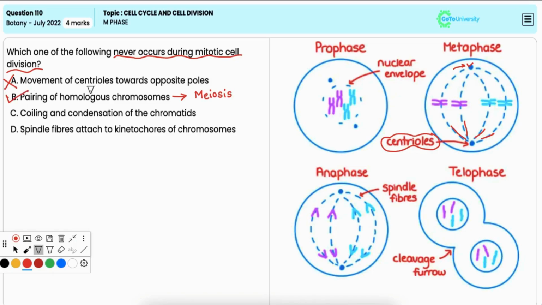Option C, coiling and condensation of the chromatids. It is incorrect. This happens during mitosis, as chromosomes condense and are readily visible under a microscope. Option D, spindle fibers attach to kinetochores of chromosomes. It is also incorrect, as this occurs during mitosis when spindle fibers attach to the kinetochores of chromosomes to ensure proper segregation during cell division.